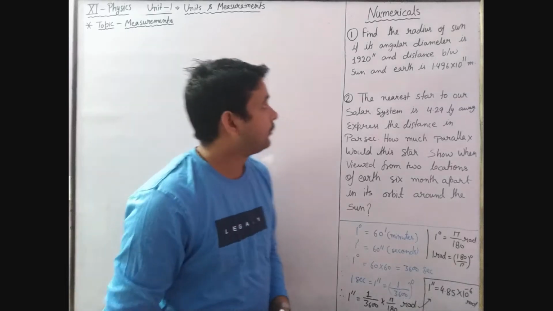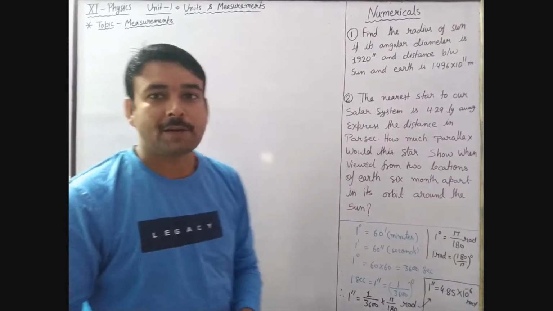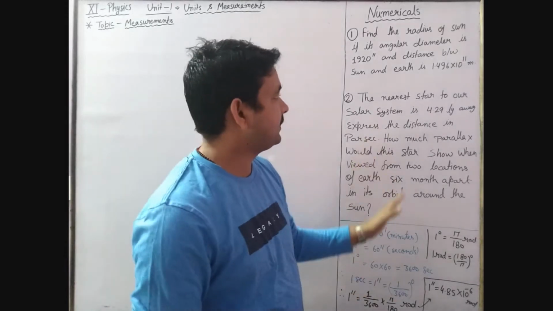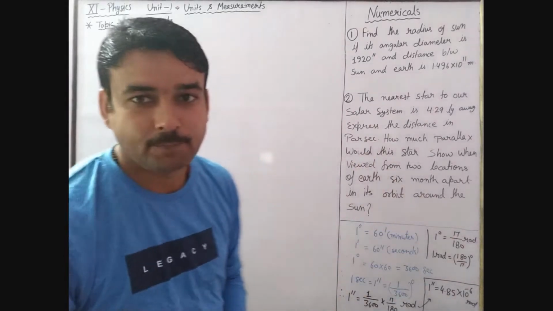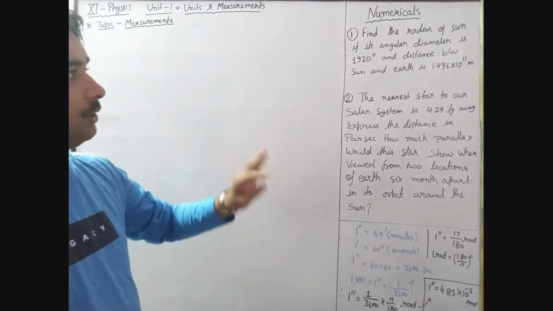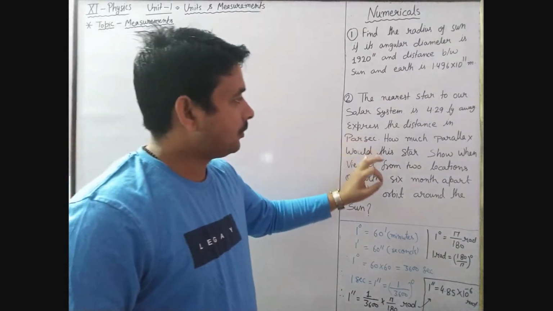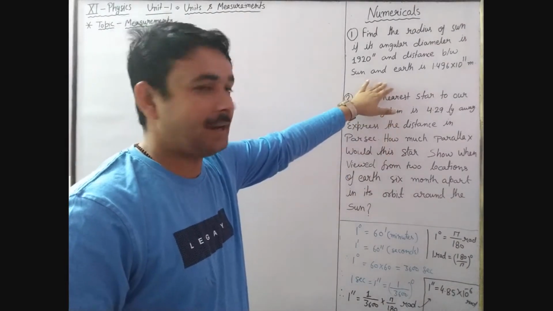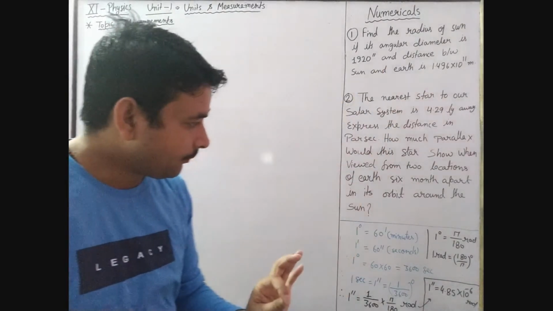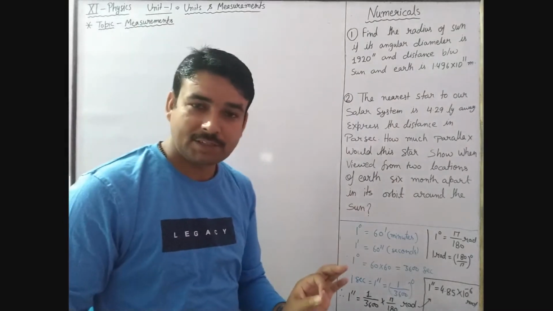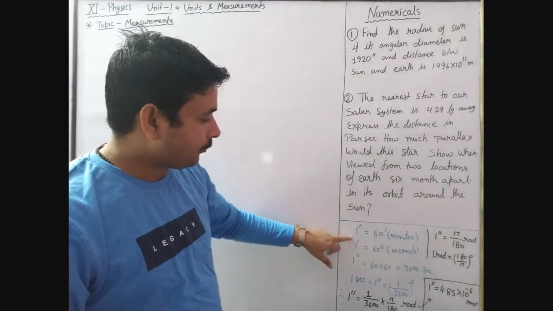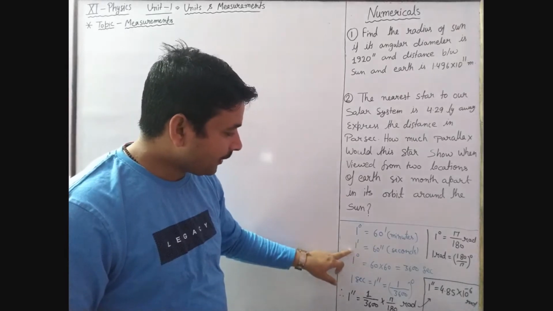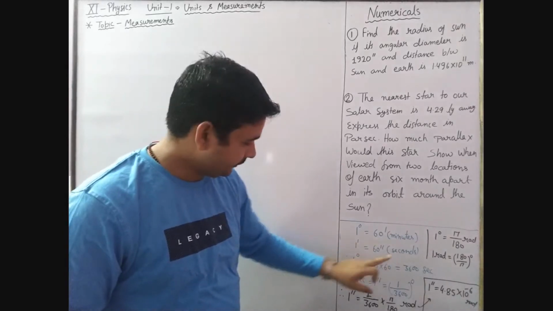Yes, students, we have some numericals which are based on the unit and measurement. Basically, these are based on the parallax method. Before you learn how to apply the numerical related to parallax method, I will tell you a small thing: 1 degree is equal to 60 minutes, 1 minute equal to 60 seconds.